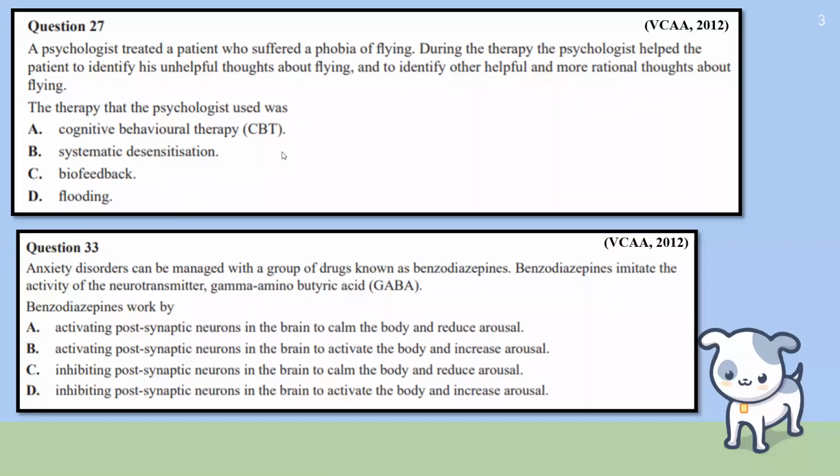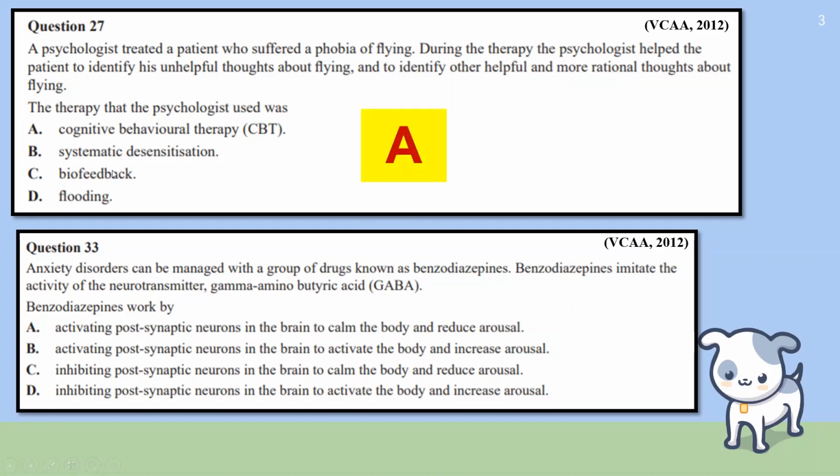Okay, so these were two questions, again, kind of related to specific phobias. So question 27 was, a psychologist treated a patient who suffered phobia of flying. During the therapy, the psychologist helped the patient to identify his unhelpful thoughts about flying and to identify other helpful and more rational thoughts about flying. Now, remember, when we talk about identifying negative thoughts or identifying unhelpful thoughts, it's about addressing the cognitive side of things. So the best answer should be A for that one. If I can get that answer up, yep, A.